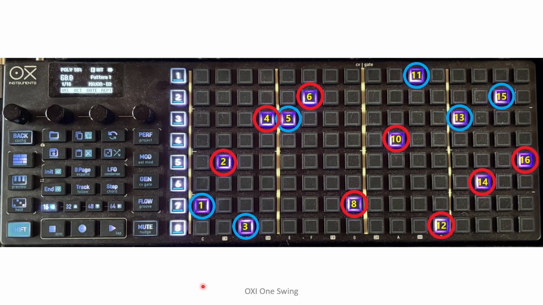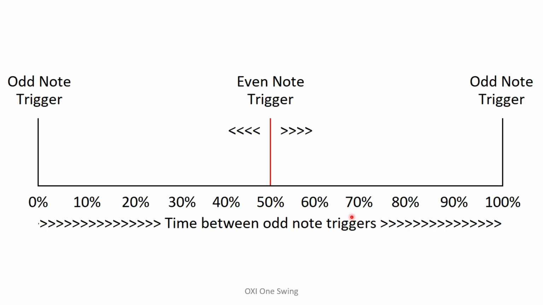You can see that there are no notes in position 7 or 9 in this pattern. If I adjust the swing for this sequencer, it will move the trigger point of note 8, right, this one, relative to the trigger points of beats 7 and 9, even though there aren't notes in there playing. Okay, let's get to the OXI One's swing math and see how this works in practice.